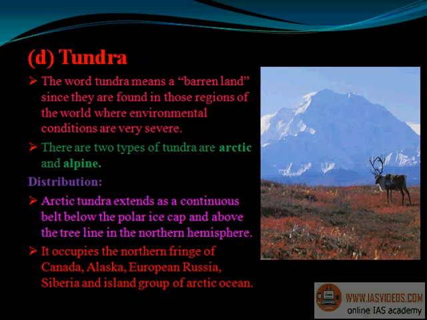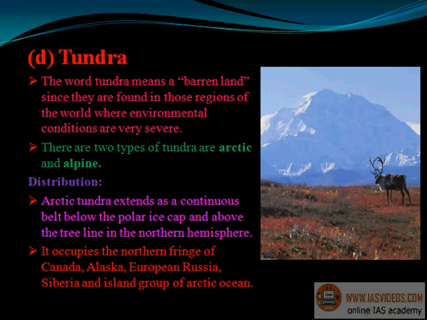D. Tundra. The word tundra means barren land since they are found in those regions of the world where environmental conditions are very severe. There are two types of tundra, Arctic and alpine. Distribution. Arctic tundra extends as a continuous belt below the polar ice cap and above the tree line in the northern hemisphere. It occupies the northern fringe of Canada, Alaska, European Russia, Siberia and island group of Arctic Ocean.